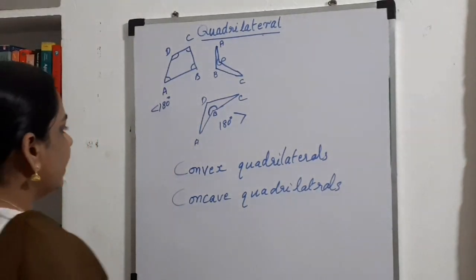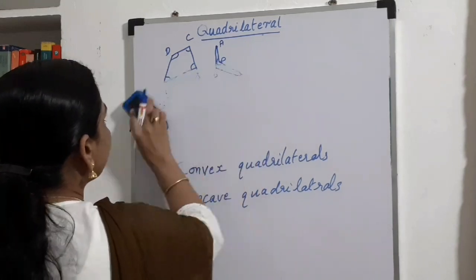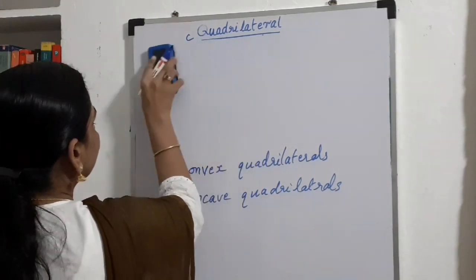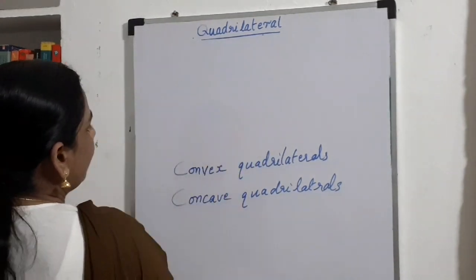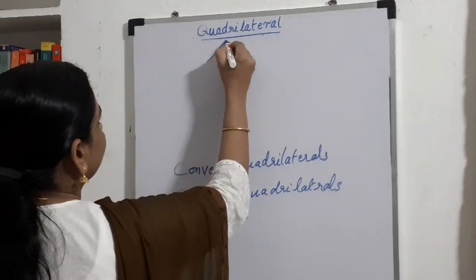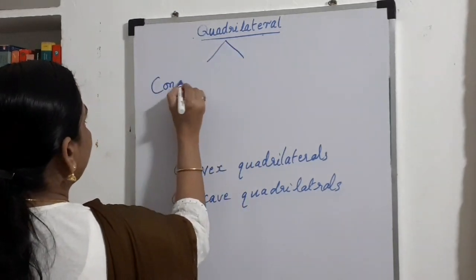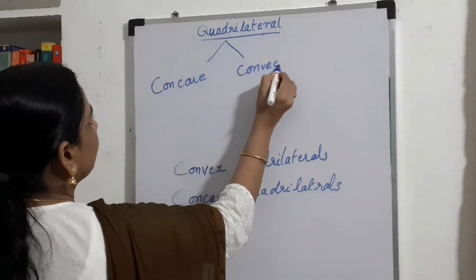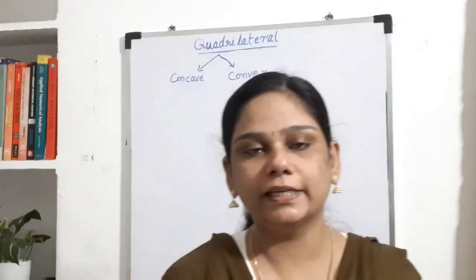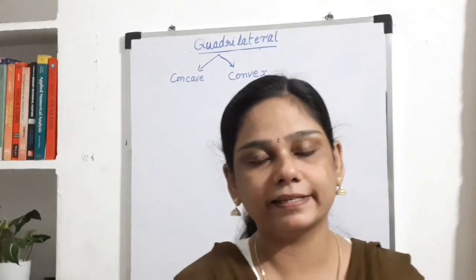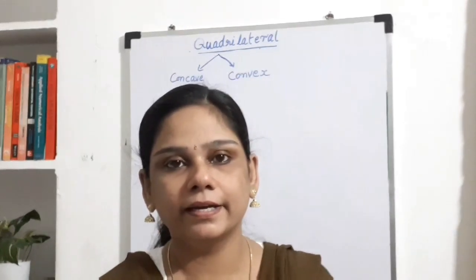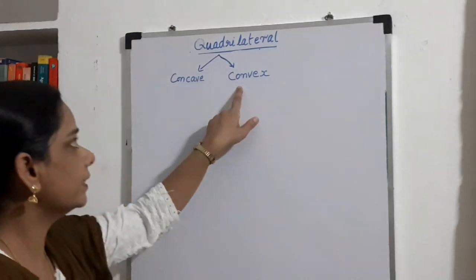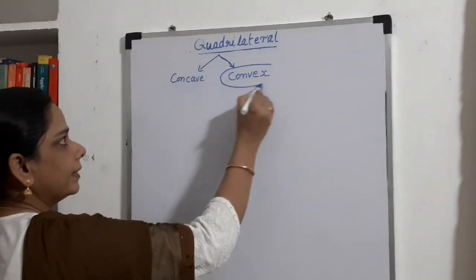So, the quadrilateral is again subdivided into two types. Which are the quadrilaterals? Concave and convex. There are some other interesting categorizations of quadrilaterals. Now we are going to focus on convex quadrilaterals.